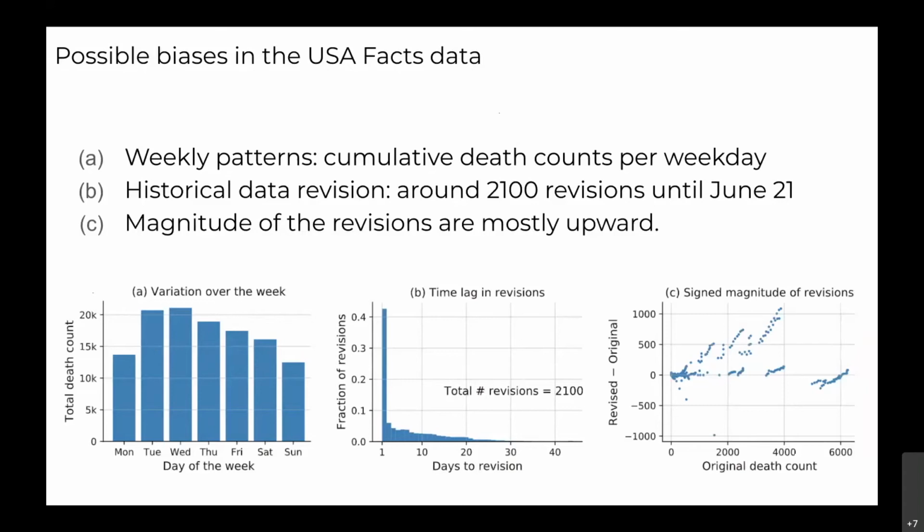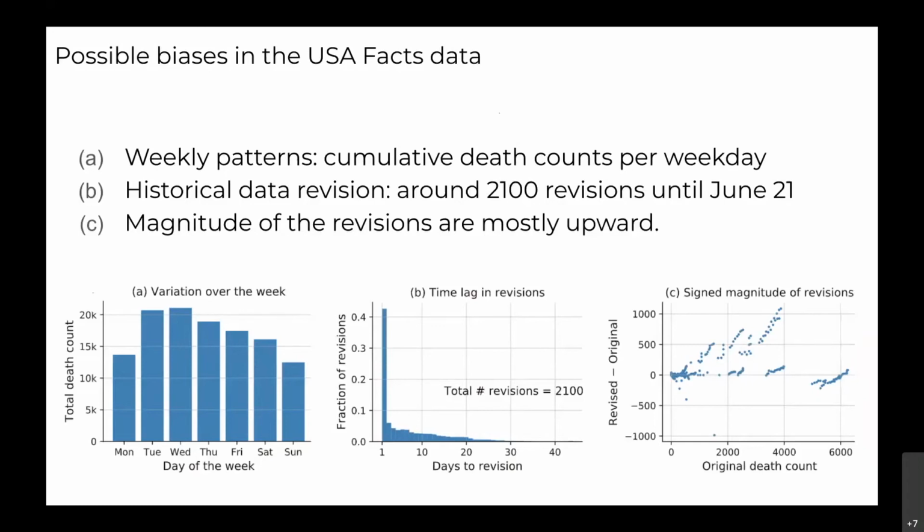In plot B, you see the time lag in revisions, and this is a normalized histogram. As you can see, about half of the revisions happen one day after the data is released, but some of the revisions happen much further out. So sometimes they will revise their data a month after they release it.